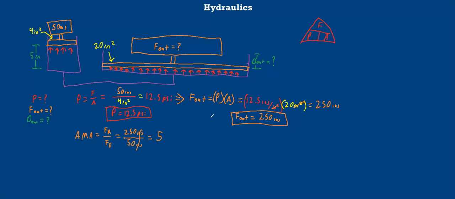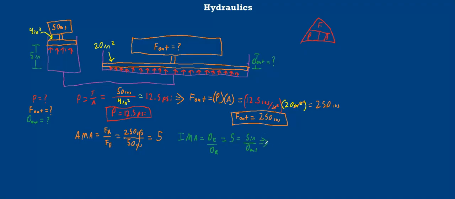And of course, if our AMA is 5, we can go ahead and assume an ideal effort force equation. Therefore, we can assume that our IMA is 5. And we can say our IMA is equal to, of course, the distance effort divided by the distance resistance. And that is 5. And that is equal to our distance effort, which is our input, which is 5 inches on top. And then what's on bottom is our distance output, our distance resistance.